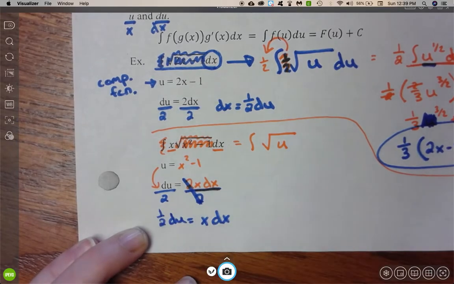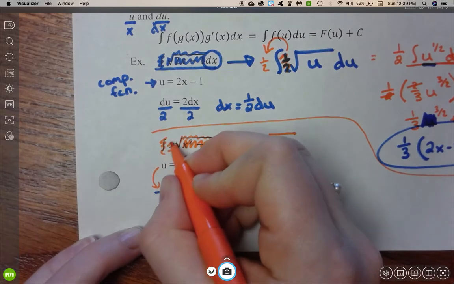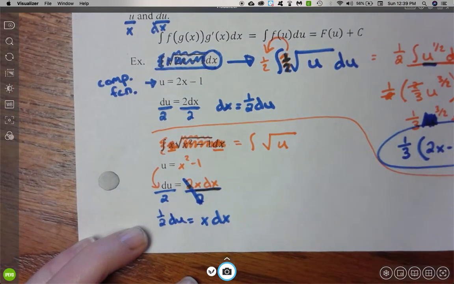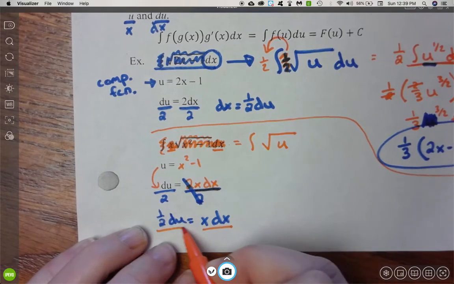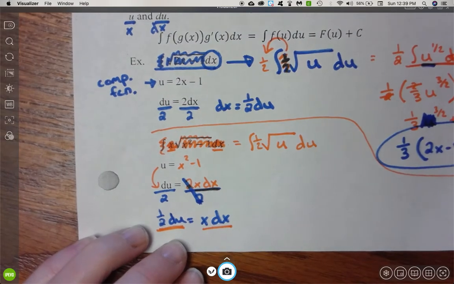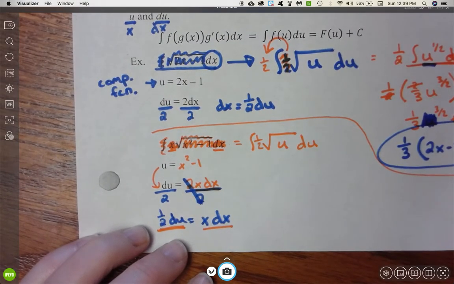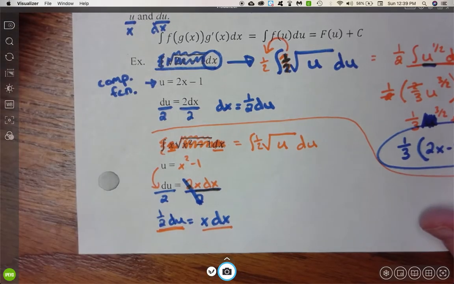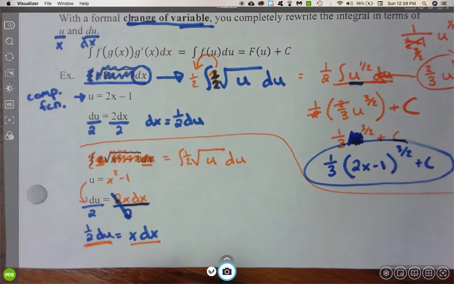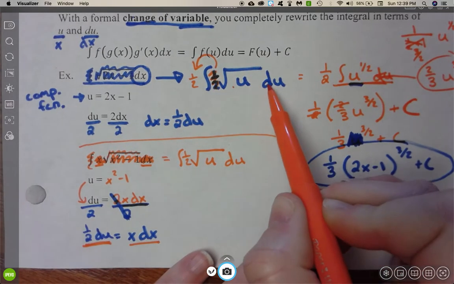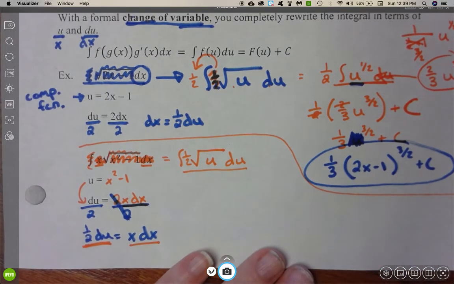Okay, so the x and the dx here, x dx, can be replaced with 1/2 du. And that's what it would look like, right? Kind of a similar process to what we had before. How did that happen? 1/2 the square root of u du is exactly the same thing as what I have here.